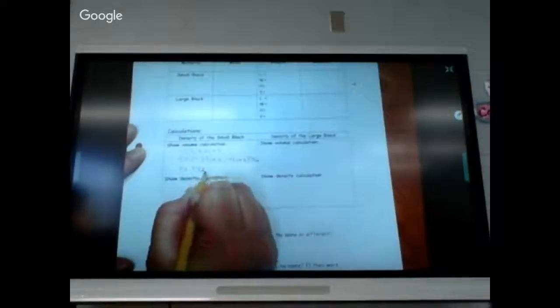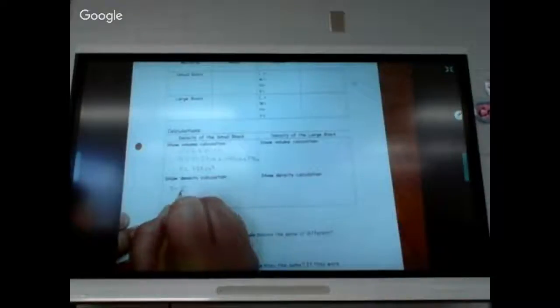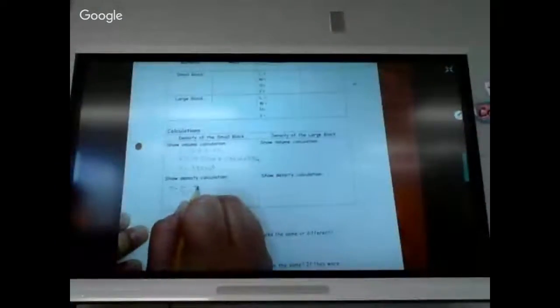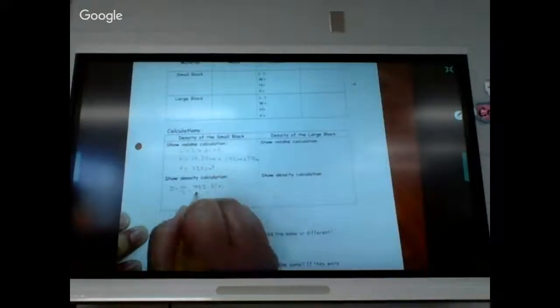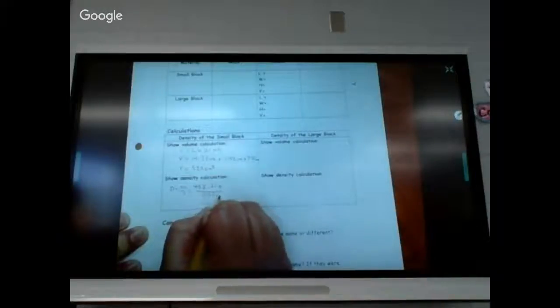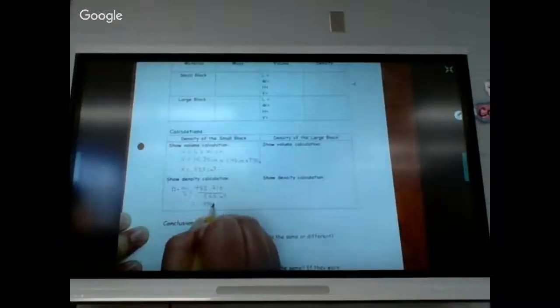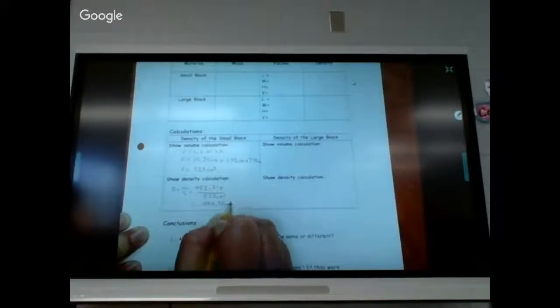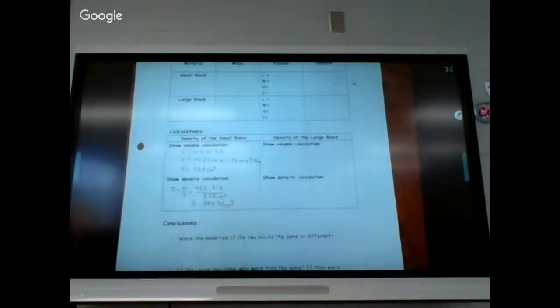I'm making it up. Some people go ahead and round to the correct significant digits. Some people write the answer and then they round to the correct significant digits. Either one is fine. When you do your density, M over V, plug in your numbers. I'm just making this up as I go, people. Okay. Now, I can very quickly look at your numbers. I can look at your calculations, and I can see if you did it right.